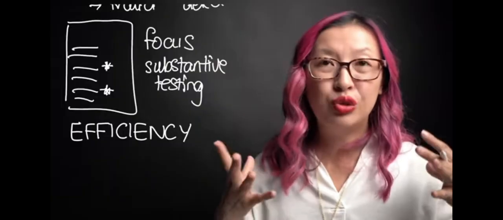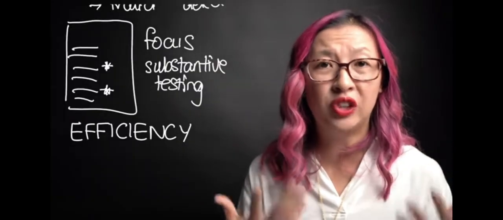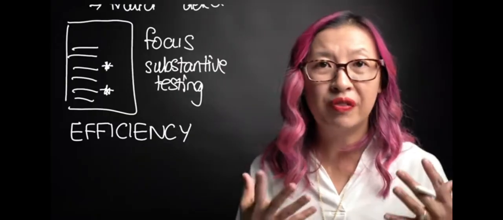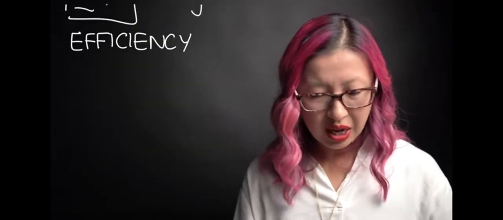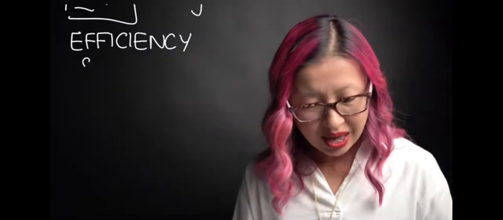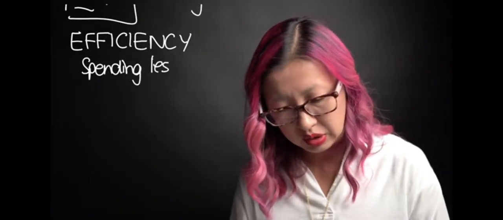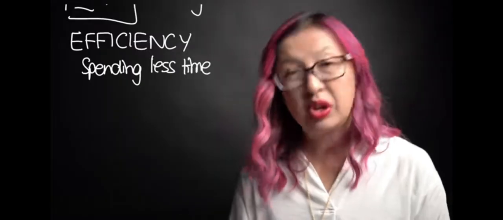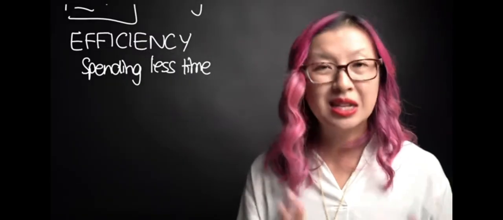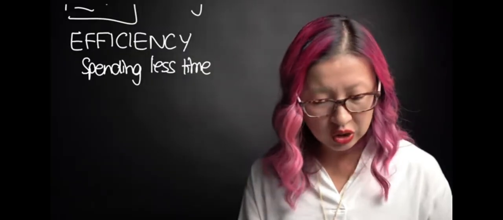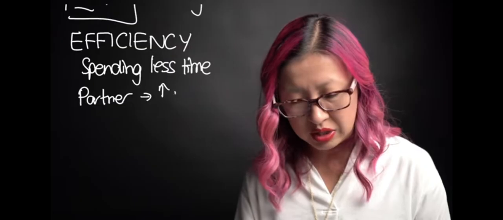But it allows us to focus our substantive testing and gather evidence more efficiently. It allows us to be more efficient, have efficiency on our audit. And that efficiency essentially manifests itself as spending less time, okay? Because we know where to look for errors, because we know where the weaknesses are. And then spending less time means potentially for the audit partner, we're helping them increase their profit.